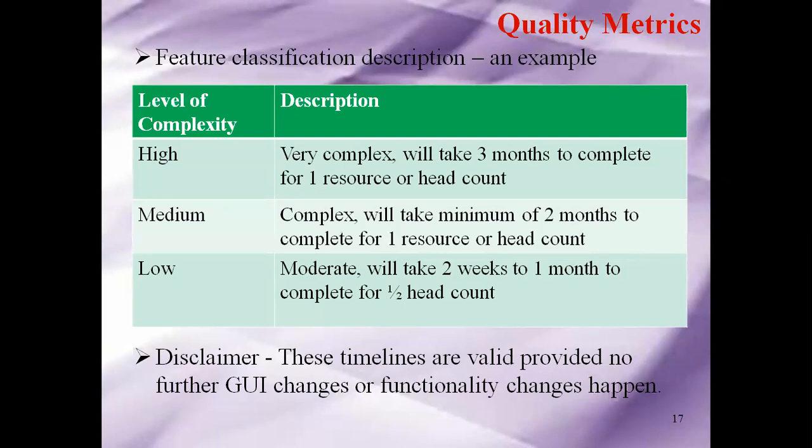That is the meaning of half a head count. So it can be low or moderate, which will take 2 weeks to 1 month to complete for half a head count. The disclaimer is you have to write this also when you're doing the description: these timelines are valid provided no further GUI changes or functionality changes happen. Please remember, if you provide only these, then only these will work, is what you have to tell in your project management meeting. All right.